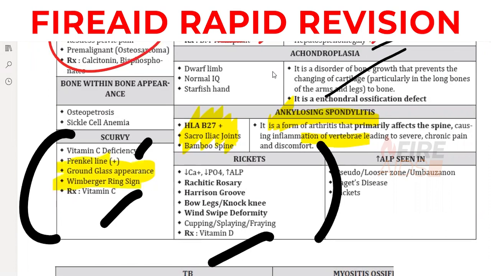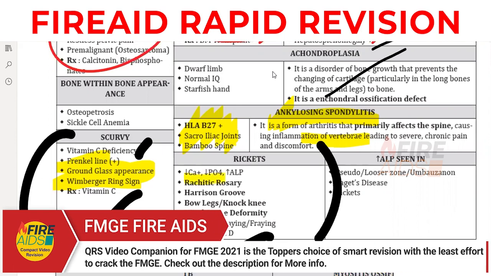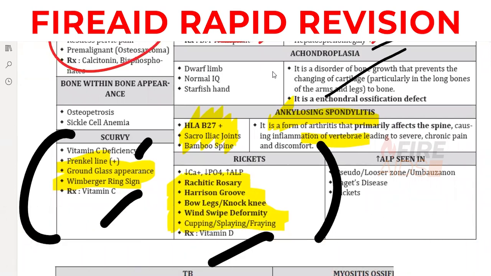In scurvy, you're going to see something called the Frenkel line, ground glass appearance, and a Wimberger ring sign. In rickets, you're going to see rachitic rosary, Harrison groove, bow legs, knock knee, windswept deformity, cupping, splaying, fraying. So these are all the visual parts that you need to see. I ask you to go through the pictures of scurvy and rickets on the internet as much as possible. Look at the X-rays of them, because definitely it's a multiple time asked and highly important question.